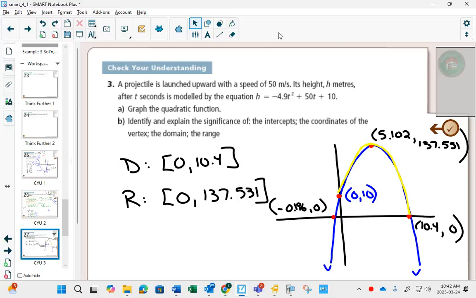Questions for practice on this one? Circle question number 10.